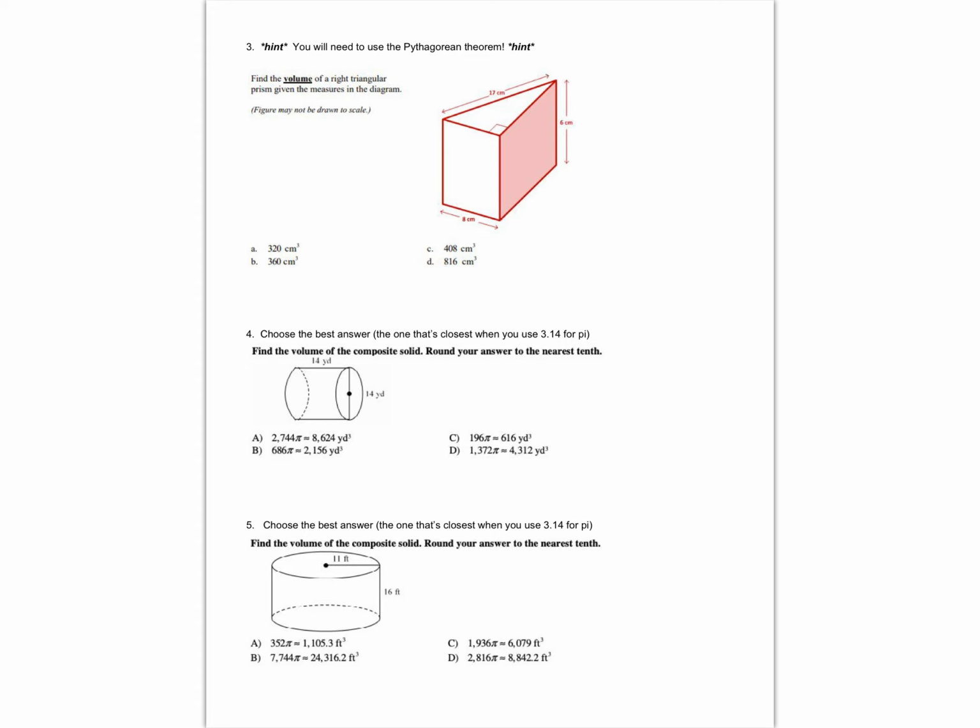Okay, so we've got another triangular prism here, and its base is the triangle. So what we're going to do is find the area of that triangle. Now, I put a hint here, you need Pythagorean theorem. Why? Well, this is the horizontal, say, by the other dimension, the vertical we can call it. We don't have this measurement.